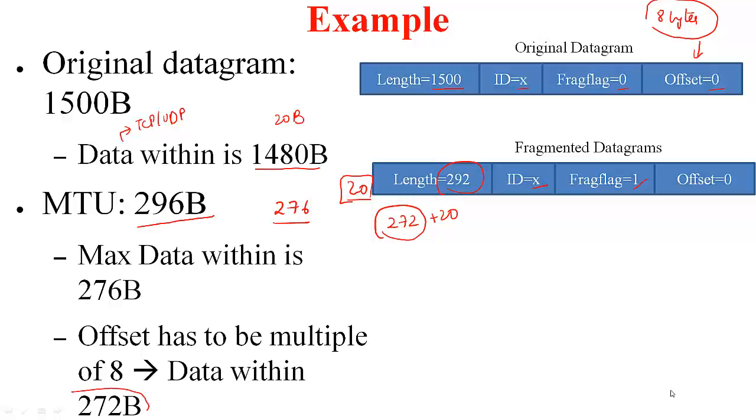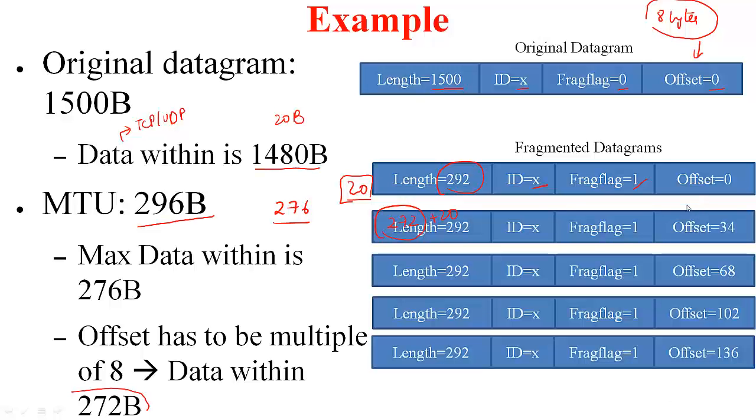The offset indicates the beginning byte of the particular fragment, but in multiples of 8. It is 34, because 34 is nothing but 272 divided by 8. And similarly, the third fragment starts at 68, which is 34 plus 34, and so on. So this is how it goes. As you can see, the flag is set equal to 1 because more fragments are about to follow, and also the identification for all these fragments is equal to X, which is the same across all the fragments.